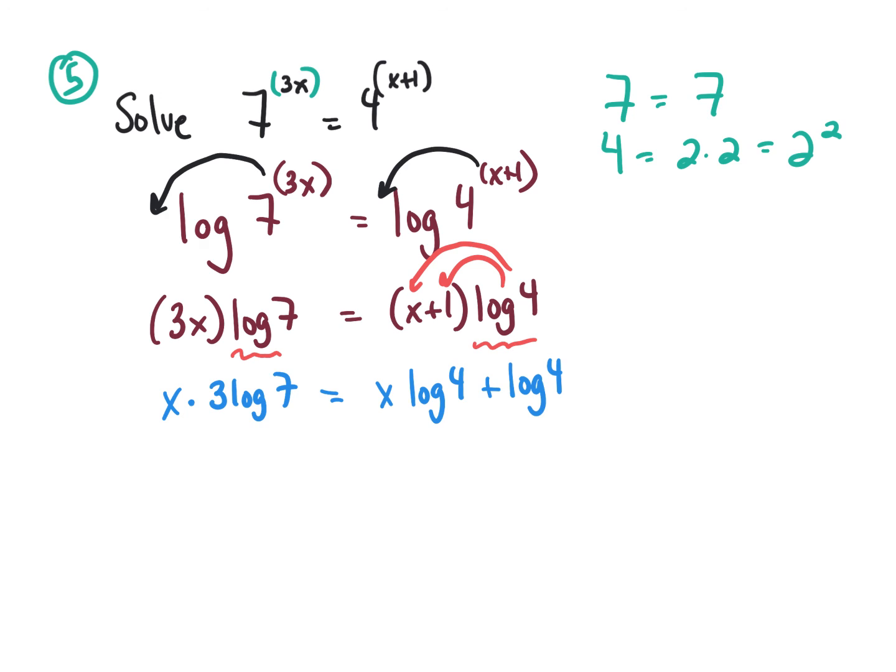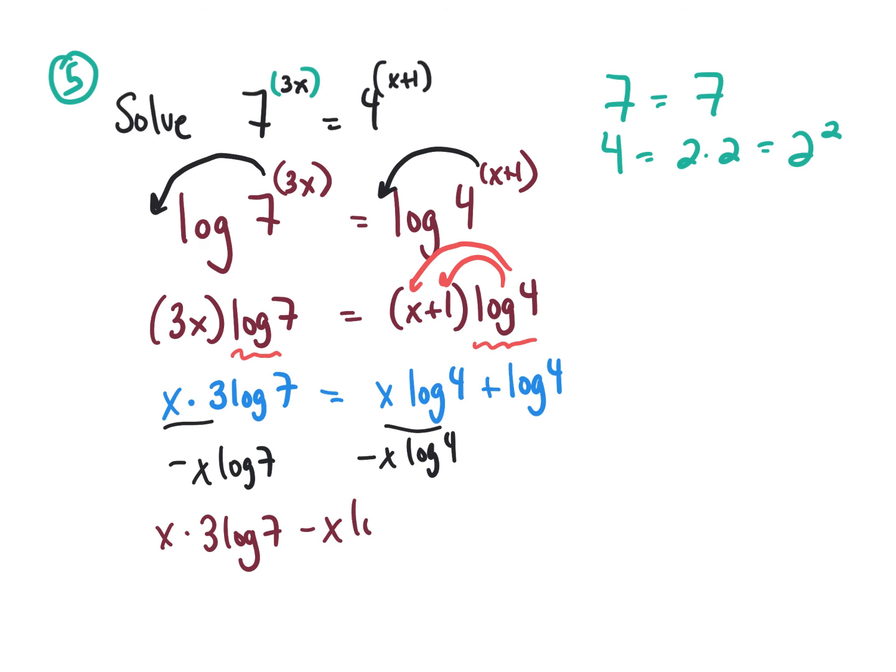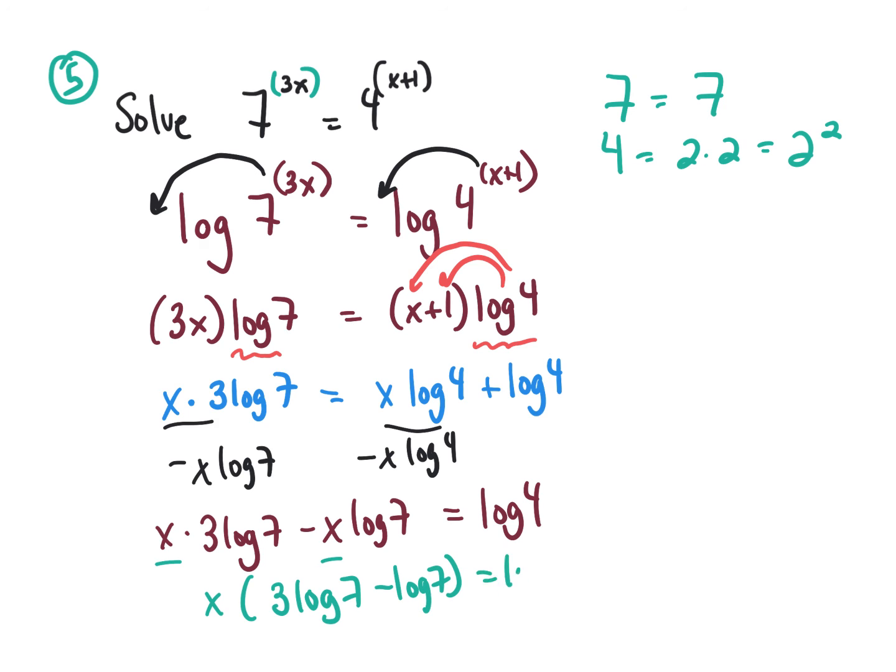So now, believe it or not, this is just a linear equation where I have x's on both sides. So I'm going to move all the x's to one side. Now let's just write it out. So we'll get x times 3 log 7 minus x log 7 equals log 4. So now we both have this x here, so the easiest way to look at it, I could factor this x out. So if I take an x out, I get 3 log 7 minus log 7 equals log 4.